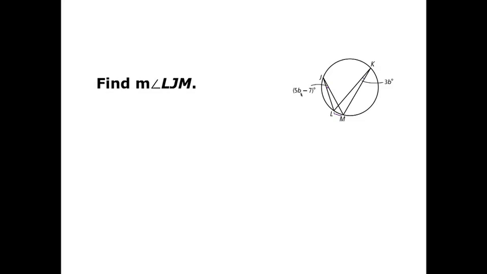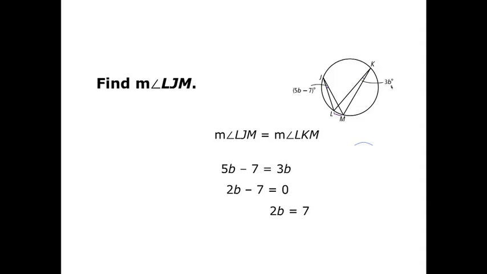So I will use a little bit of algebra and set these two pieces equal to each other. So 5b minus 7 equals 3b. Subtract 3b from both sides and add 7. 2b equals 7, making b 3.5. Now I'm actually asked to find the measure, so you always look at the instructions. Find the measure of LJM. Well, LJM measures 5b minus 7, so what I need to do is plug the b back into that. So I end up with 10.5 degrees for the measure of that particular inscribed angle.